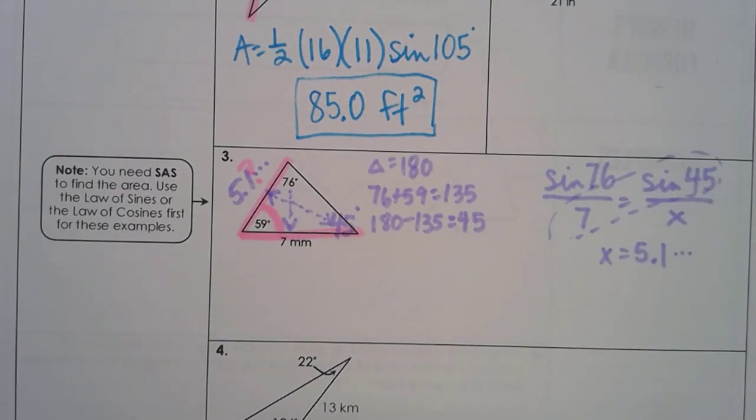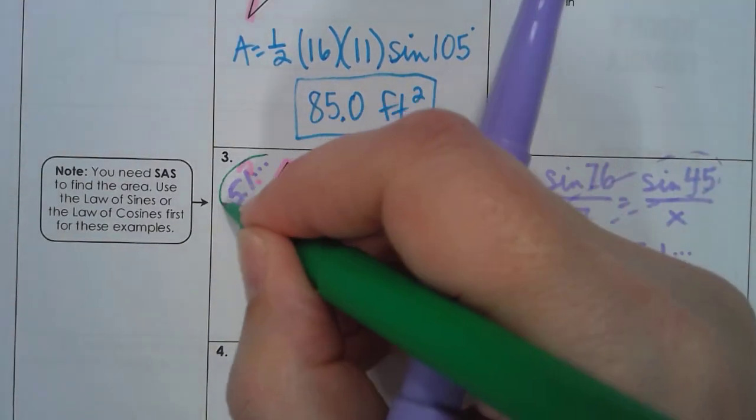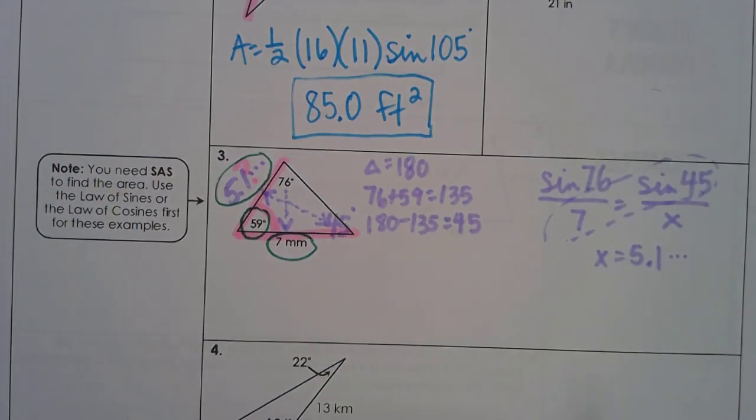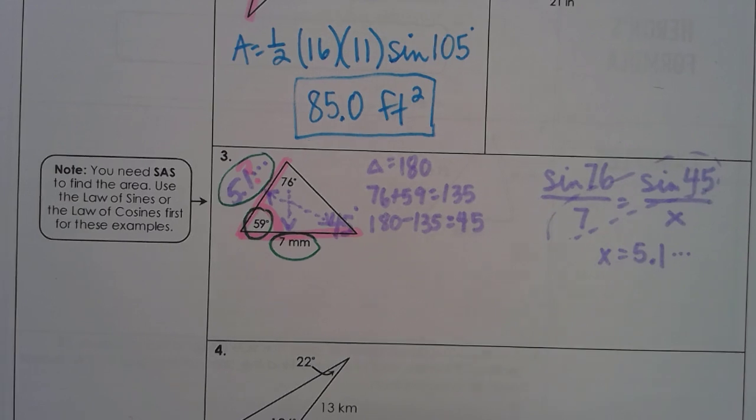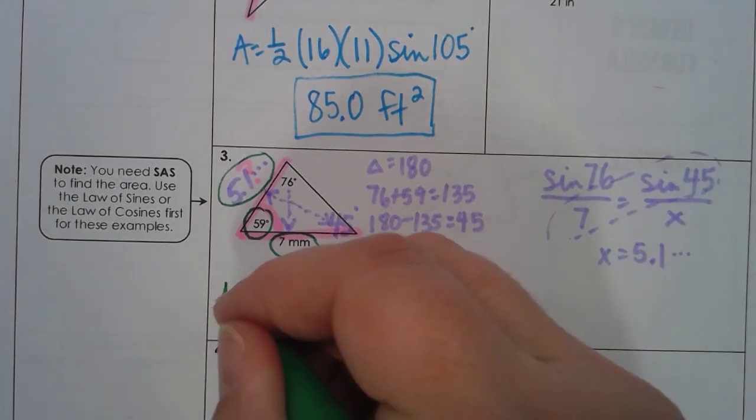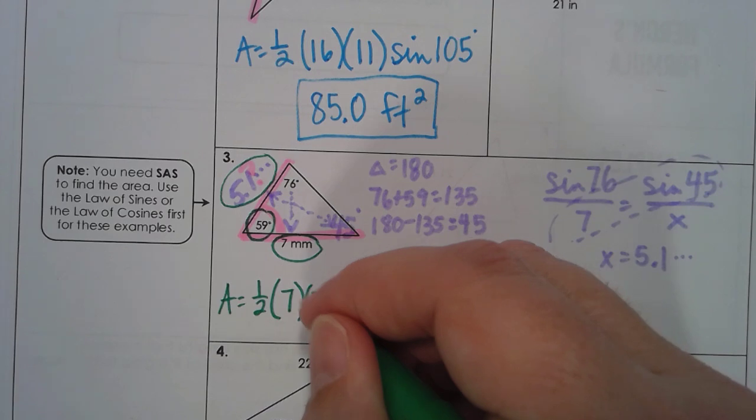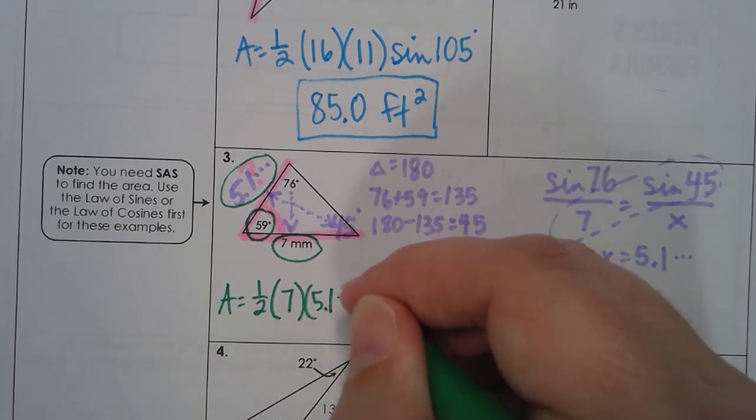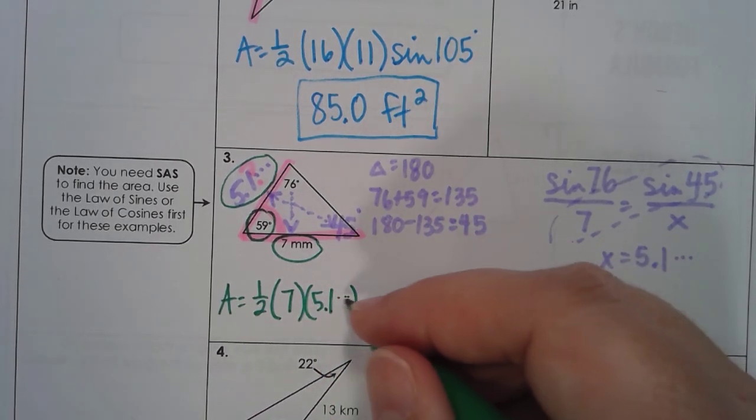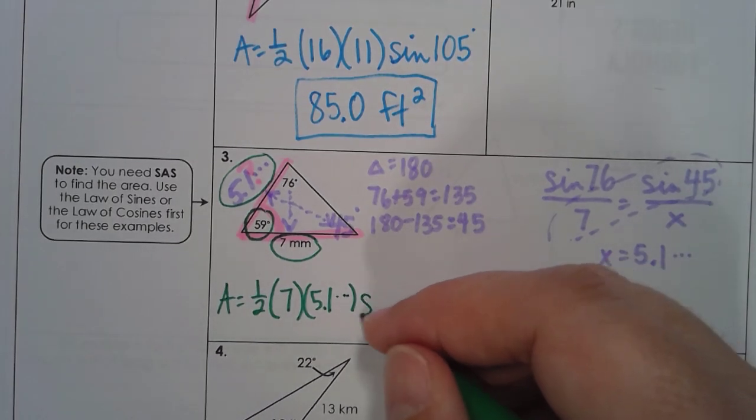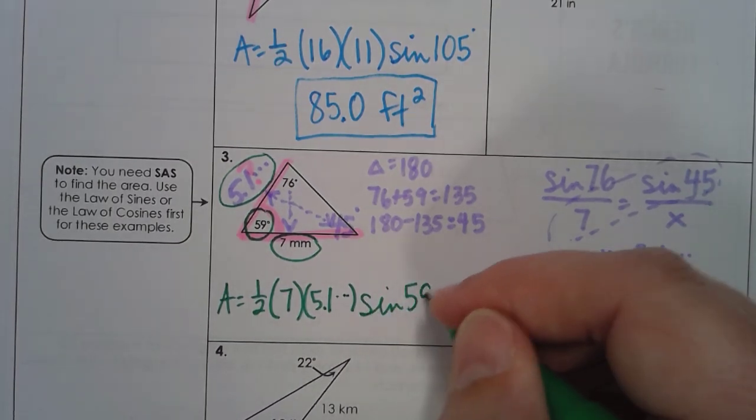And now we have our side angle side that we can use to find the area. Half 7, 5.1, dot, dot, dot. So remember to grab that number. And then we're doing the sine of the angle in the middle.